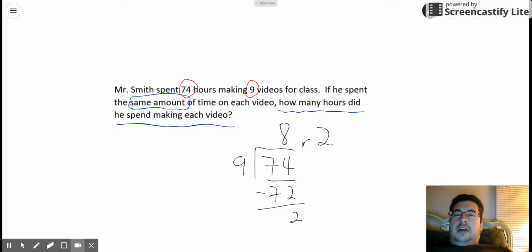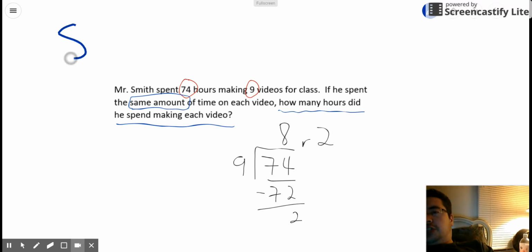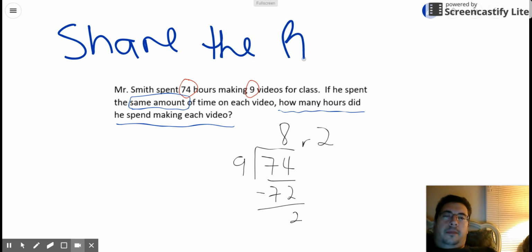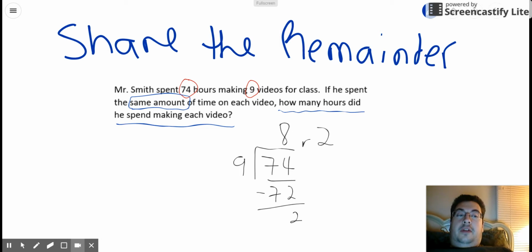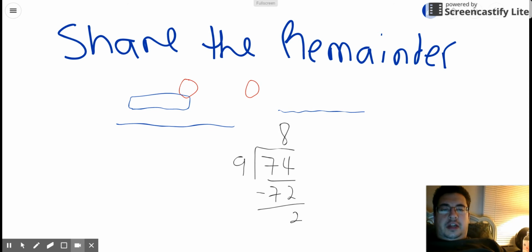Well, this is actually a situation where we are going to share the remainder. So we're actually going to use the remainder as part of our answer here. So how do we do that? Well, we've actually been doing this in class, and all we need to do is we need to change our remainder into a fraction.